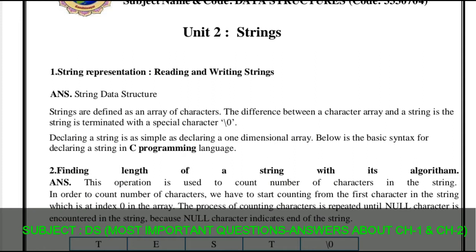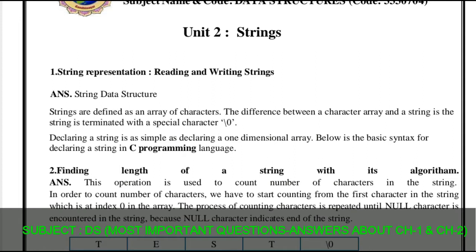Then next, second: finding the length of a string with its algorithm. So how to find the length of a string with its algorithm steps. These are all very important questions regarding our GTU exam. So dear all students, you have to learn all these questions with their answers in a proper way.